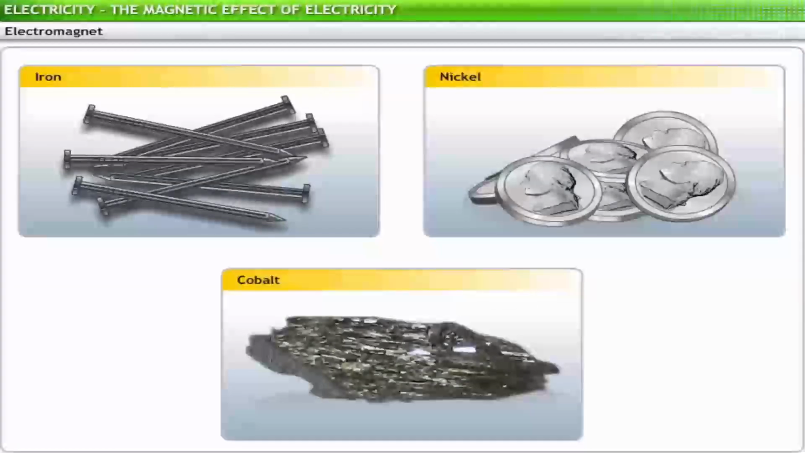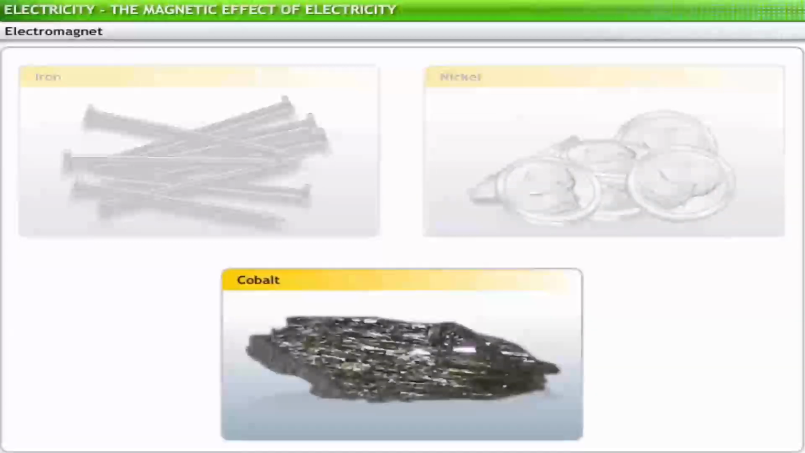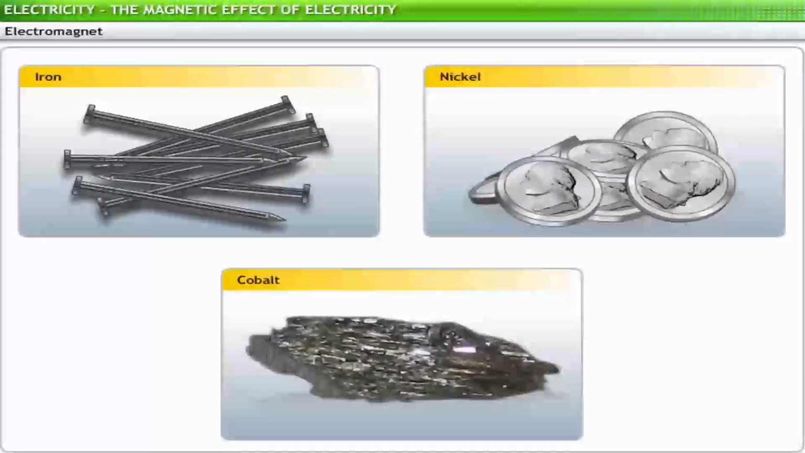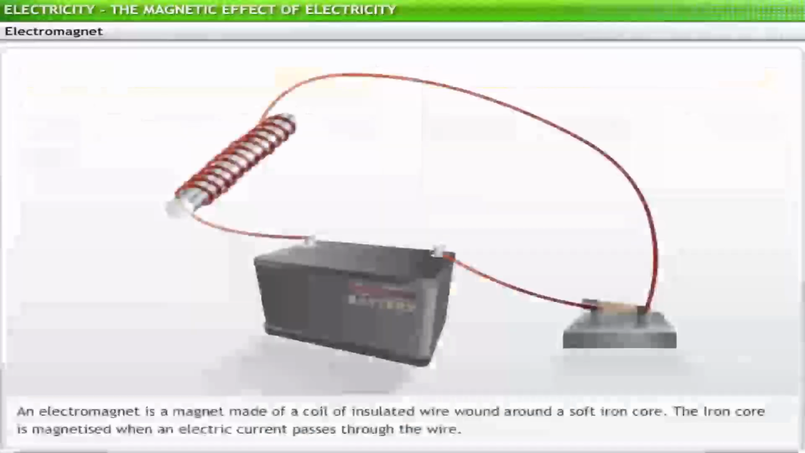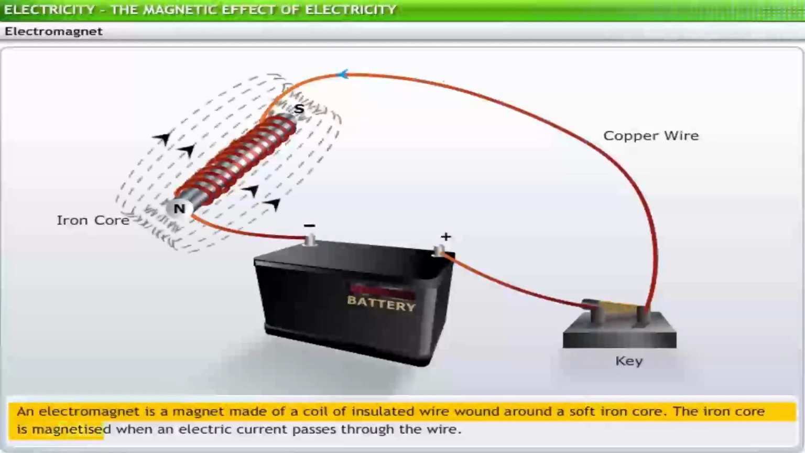Using electric current, you can create magnets out of metals like iron, nickel, and cobalt. Magnets created using electric current are called electromagnets. An electromagnet is a magnet made of a coil of insulated wire wound around a soft iron core. The iron core is magnetized when an electric current passes through the wire. In other words, an electromagnet is a solenoid with an iron core.